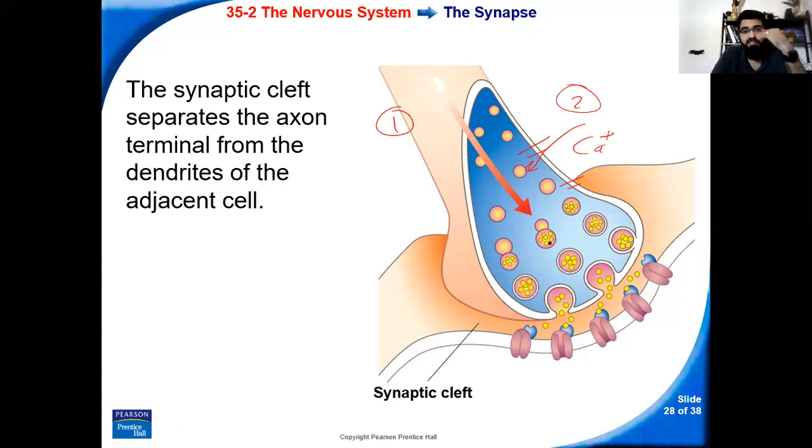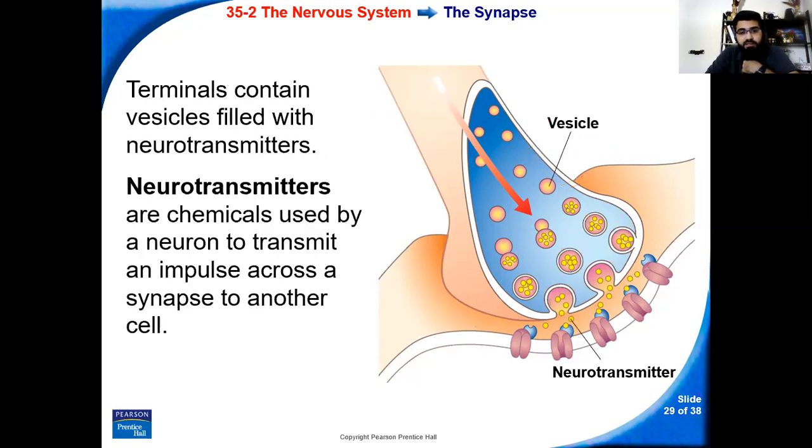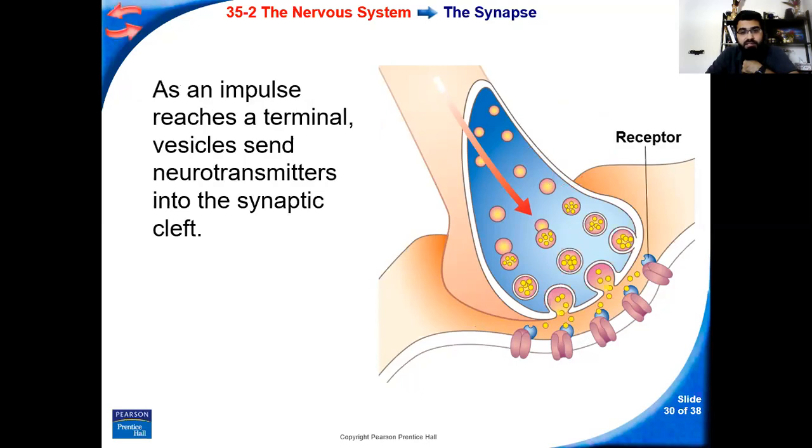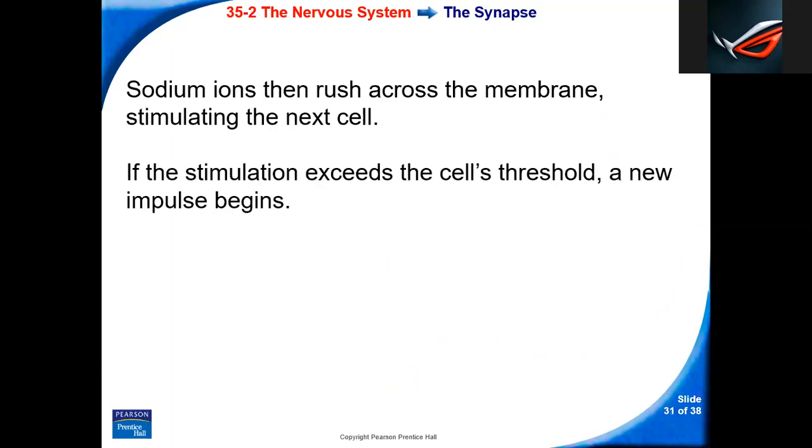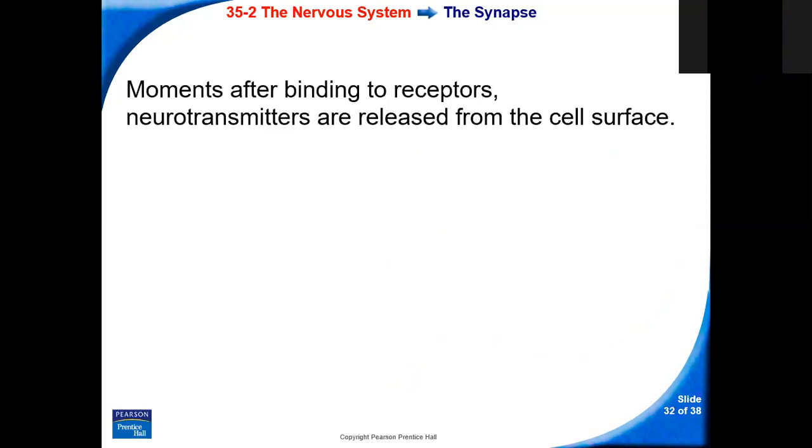These calcium ions help the vesicles containing neurotransmitters to fuse with the presynaptic membrane and release the neurotransmitters, these yellow points, in the cleft. Then they attach to the receptors of the postsynaptic membrane, so of the next adjacent cell, and that makes a stimulus in the next cell. Any question about this point?